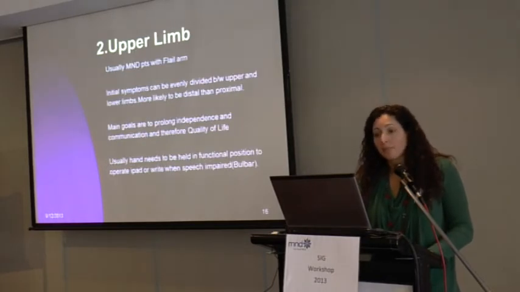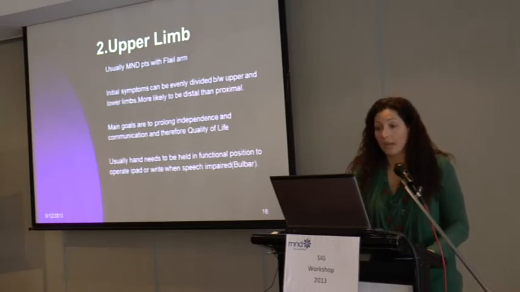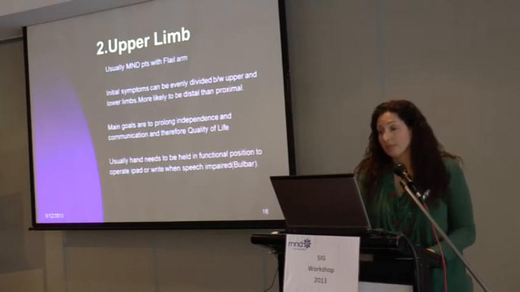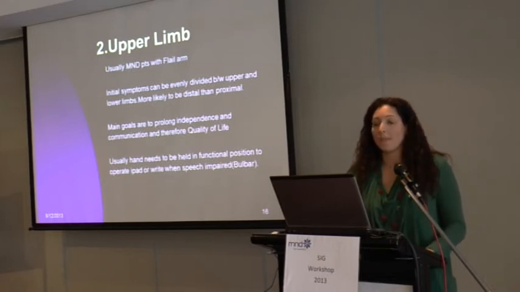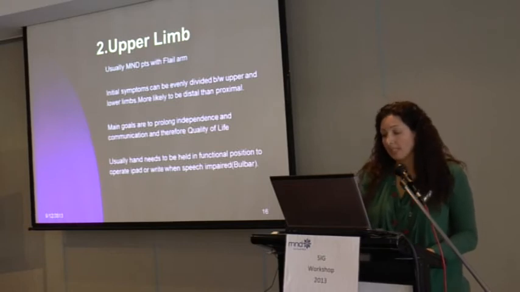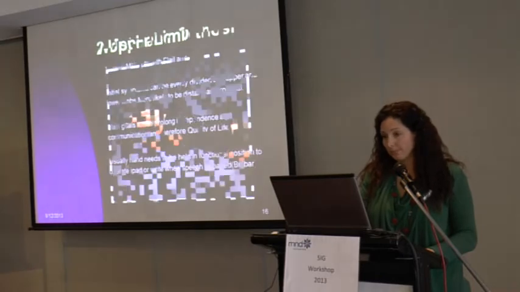Okay, upper limb. Usually motor neuron patients present with flail arm, and the initial symptoms can be evenly divided between upper and lower limbs, more likely to be distal than proximal, so in the hand rather than the shoulder first. The main goals are to prolong independence and communication, and therefore quality of life. Usually the hand needs to be held in a functional position in order to operate an iPad or write, especially when they're speech impaired. This is very important in the bulbar onset.